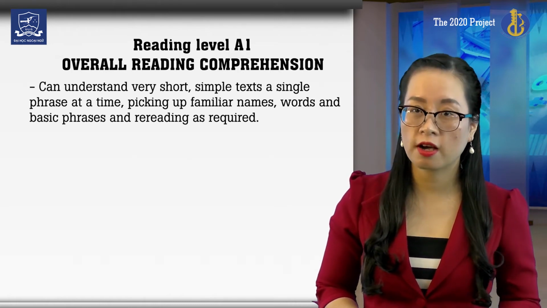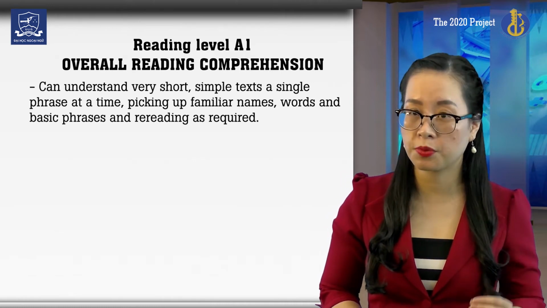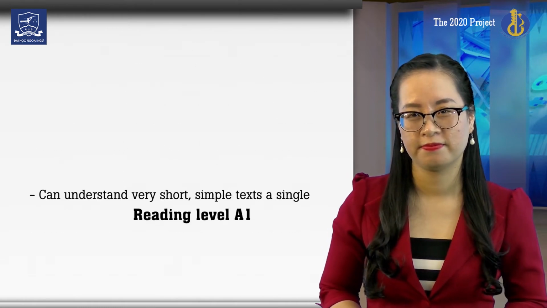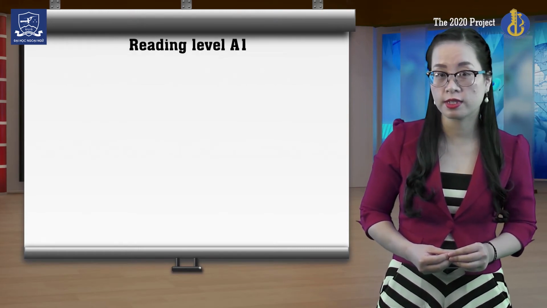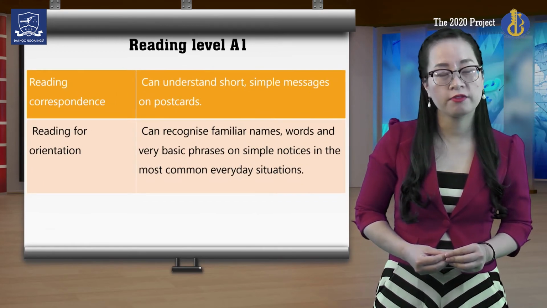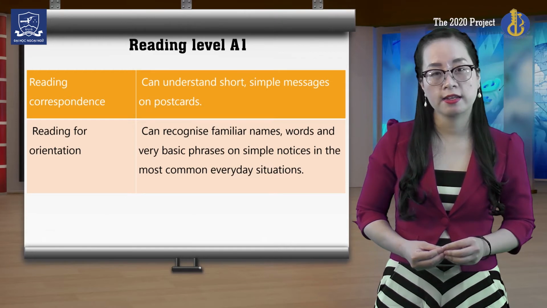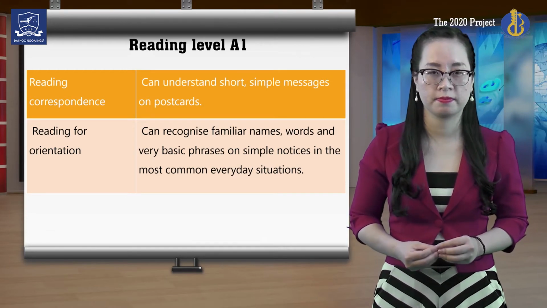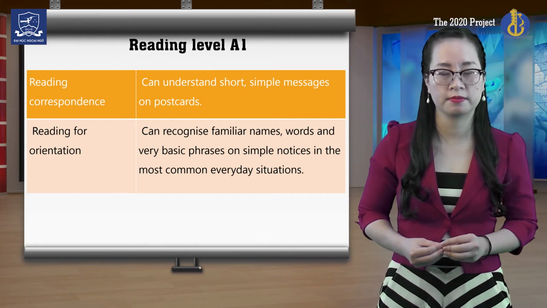Alright, we will study reading level A1 in detail in the following subscale descriptors. Okay, you see, each reading level is divided into 4 subscales, namely reading correspondence, reading for orientation, reading for information and argument, and reading instructions. Now, let's start first with reading correspondence.